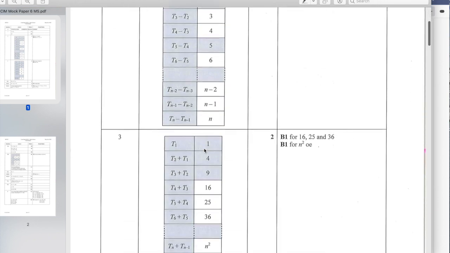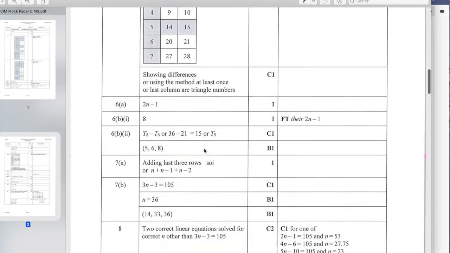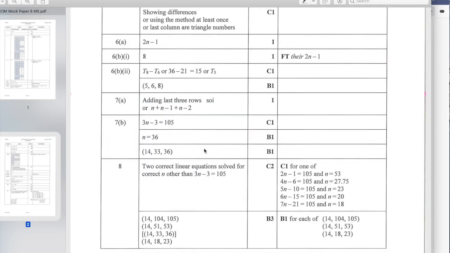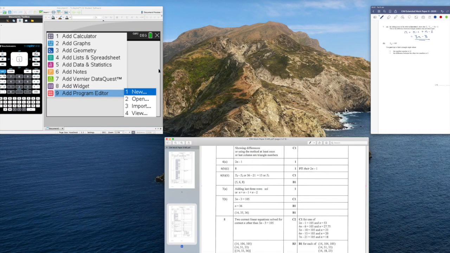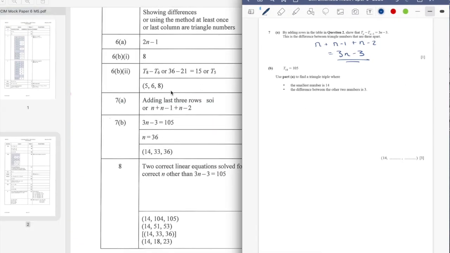Okay, so let's just refer to this mark scheme. Just double check what's adding the last 3 rows. Yeah, so that's all we needed to do for the 1 mark there. Okay, nice. What have we got next then?